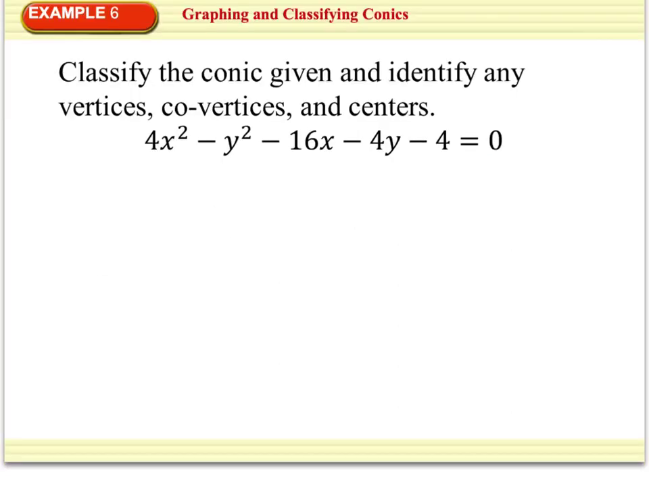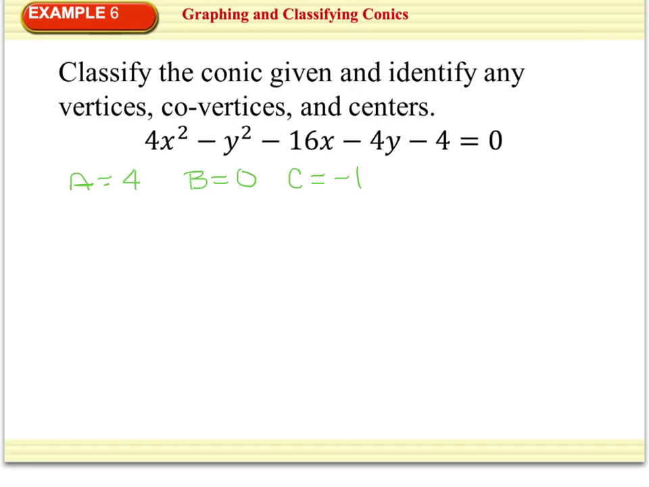And our last example is example 6, and this says to classify the conic given and identify any vertices, covertices, and centers. So again, we're going to start out by identifying at least our A, B, and C values so that we can identify if it's an ellipse, a hyperbola, a circle, etc. So here we see that A is equal to 4, B equals 0, and C equals a negative 1.